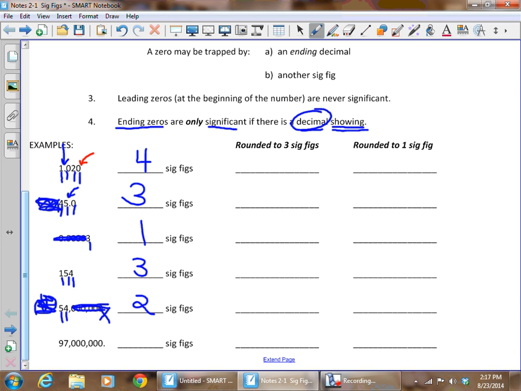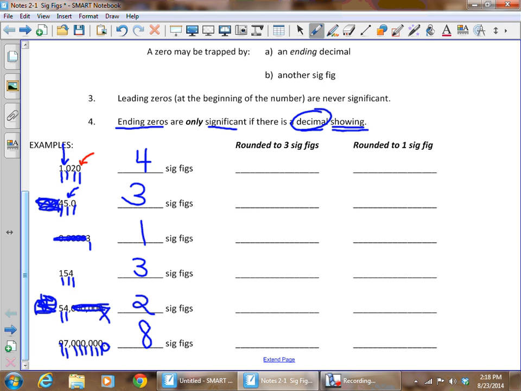What's the difference about the last one? If you look at this last one, you'll notice that, yes, the 9 and the 7 are still both significant because they're non-zero digits. But what about those ending zeros now? What makes them different? That little bitty dot right there makes them different because now we have a decimal showing. And if we have a decimal showing, what does that do to all of those zeros? Makes them significant. So unlike the number above it, which only had 2 sig figs, this one has 8.